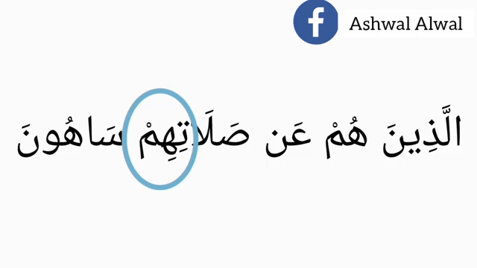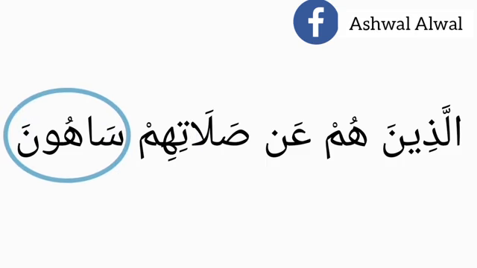Tihim. Of course, the him is still the big ha, so it's tihim. Sahun. The waw there, of course, it is a mad wa. It is also a mad, just as we've seen it in the case of alif and ya. It doesn't have any diacritic attached to it, so it is a mad. As such, sahun.